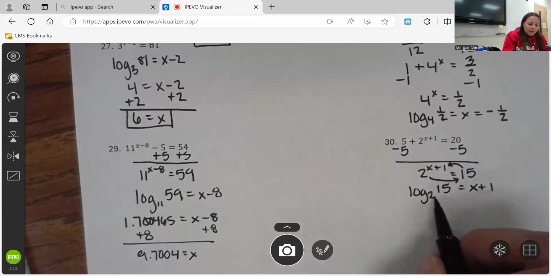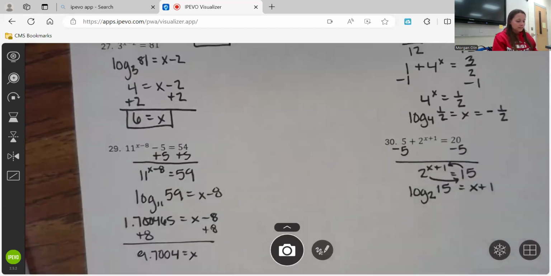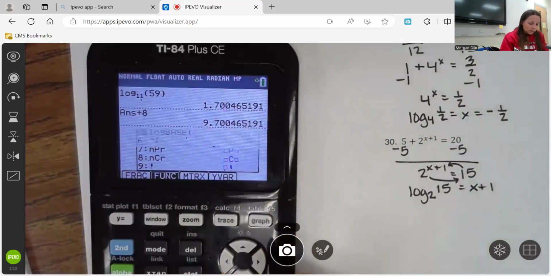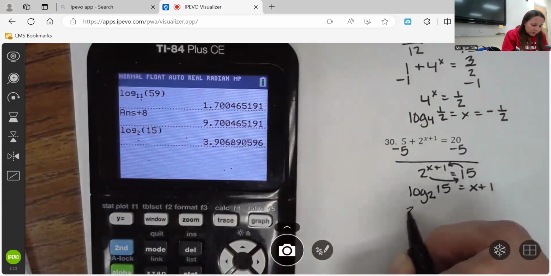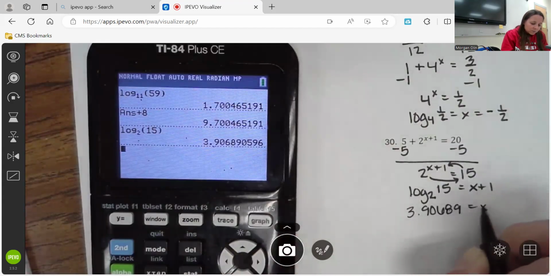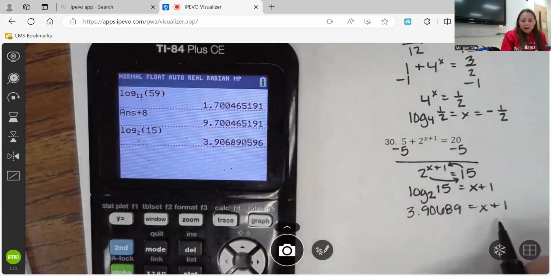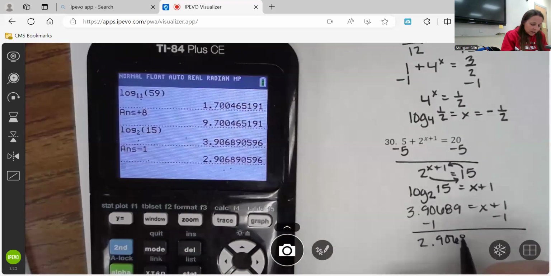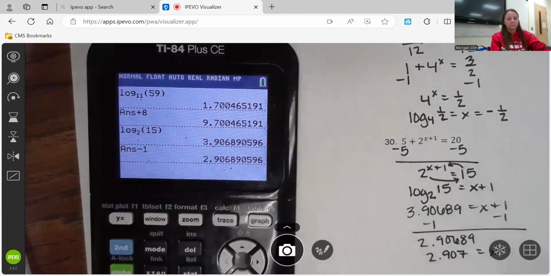All right. Now, plug this in. Okay, alpha y equals, scroll, and you get log base 2 of 15. Okay, so this is 3.90689 equals x plus 1. And now look at what we do to solve for x. We would subtract 1. So minus 1 in my calculator, and I get 2.90689. If you want to, 2.907 equals x right there.